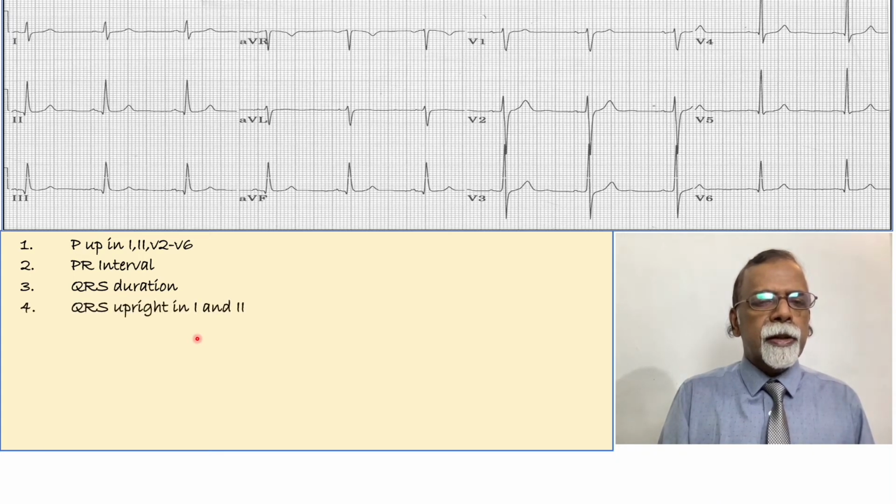Next rule is related to the direction of the QRS. The QRS must be upright in the limb leads. Lead 1 and lead 2, it must be upright, and lead 2 is taller than lead 1.